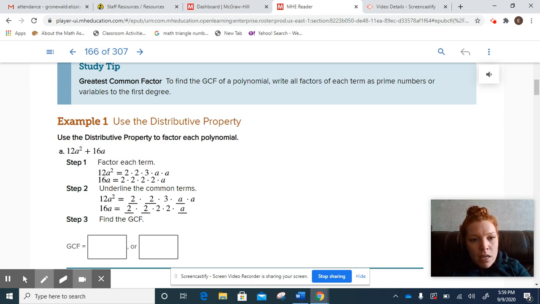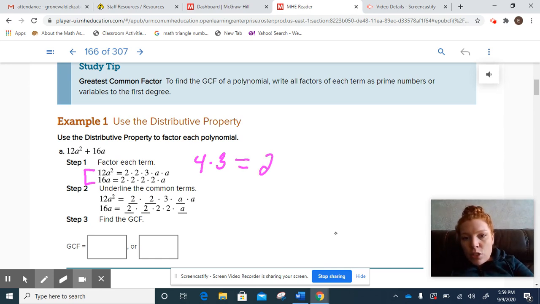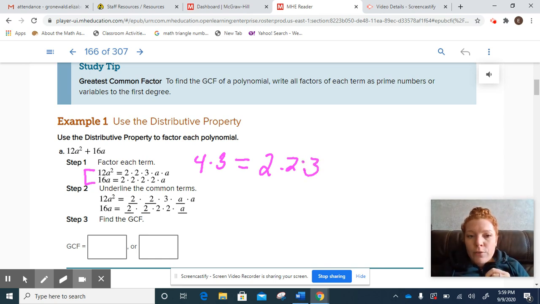What they've done is they went ahead and broke apart the 12 into 2 times 2 times 3. You could also, if you wanted an extra step, go 4 times 3. But 4 is not a prime number. It can break apart even smaller. So that's where they get the 2 times 2 times 3 from. So those are all the numbers that go into 12.